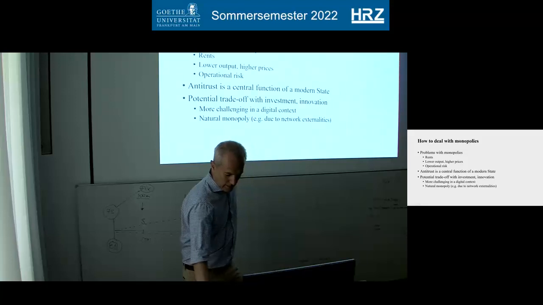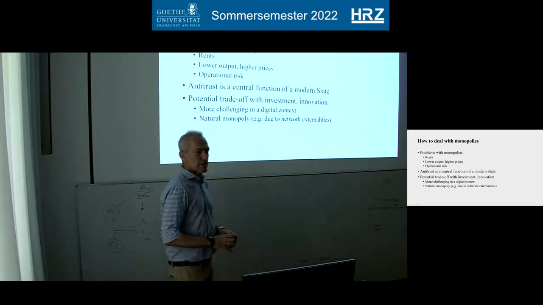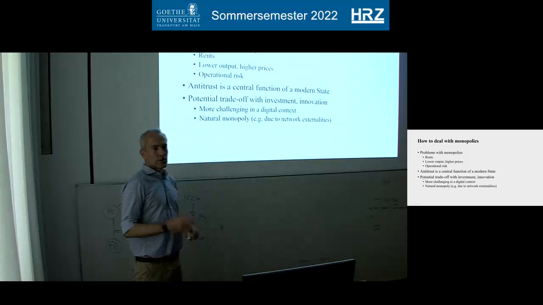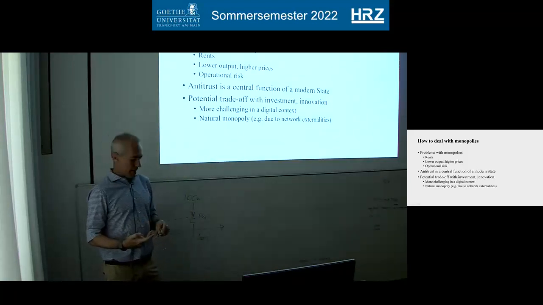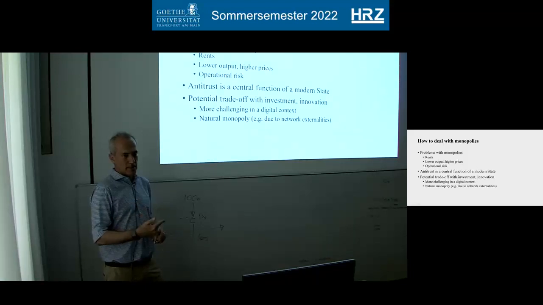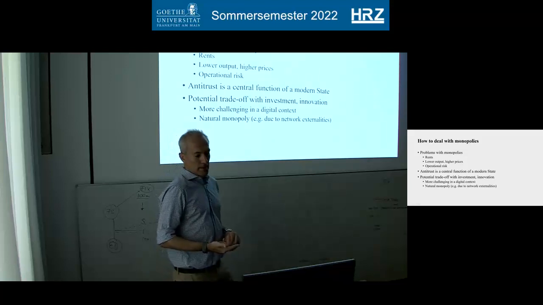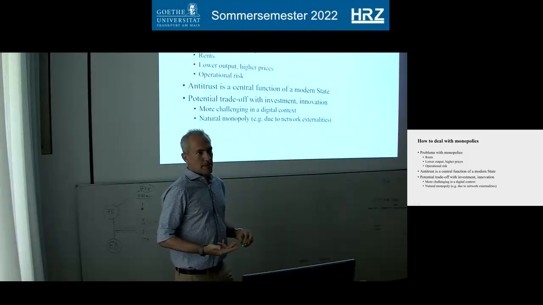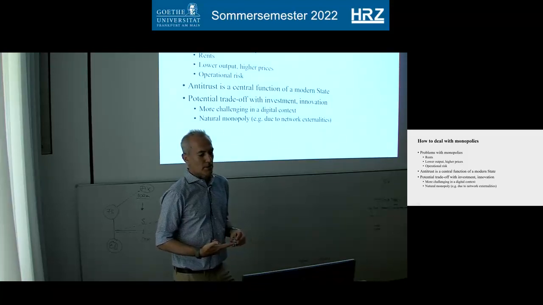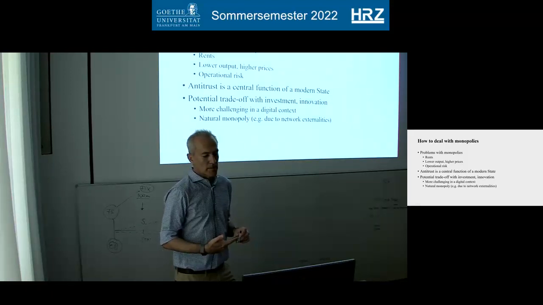Okay. Now, let's deal with the second issue. I told you the rationale for regulation in terms of public interest is, remember, externalities and monopolies. So now we discuss externalities, now let's discuss monopolies. So what is the problem with monopolies? The problem is that monopolies can extract rents from institutions. So they can extract extra profits that you pay as a consumer. And the result is that you have lower output and higher prices compared with the situation of competition.